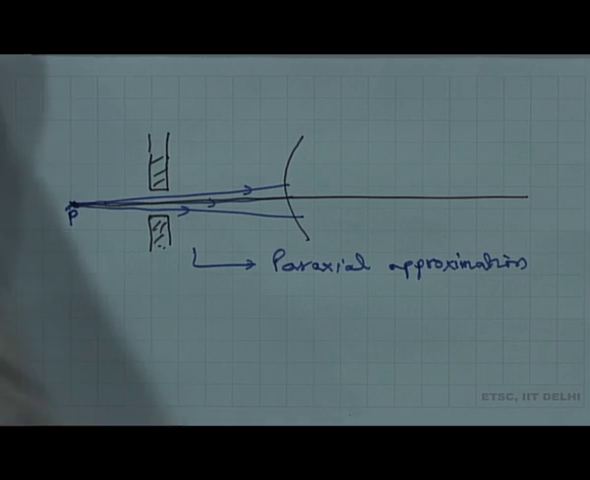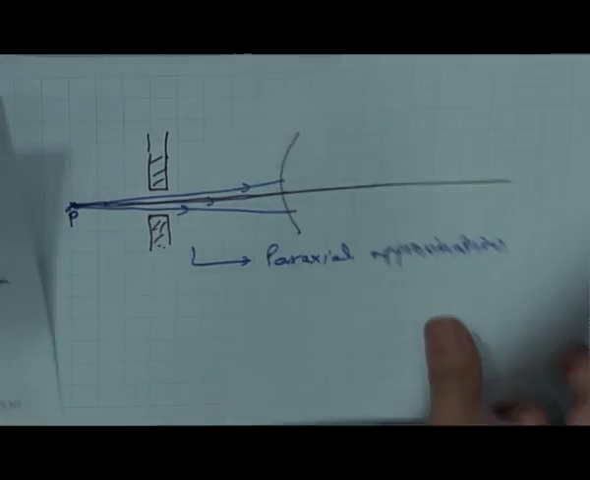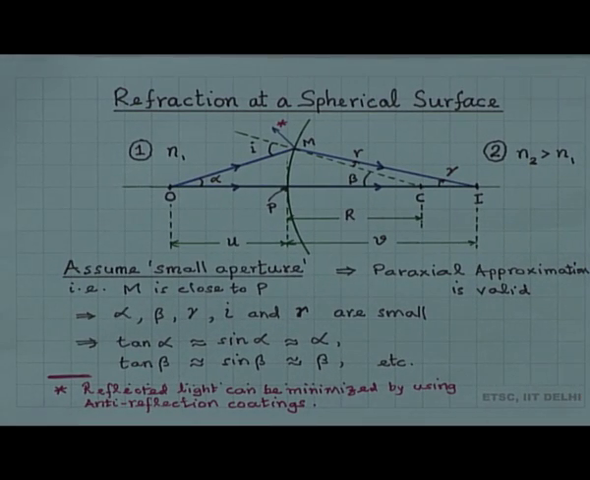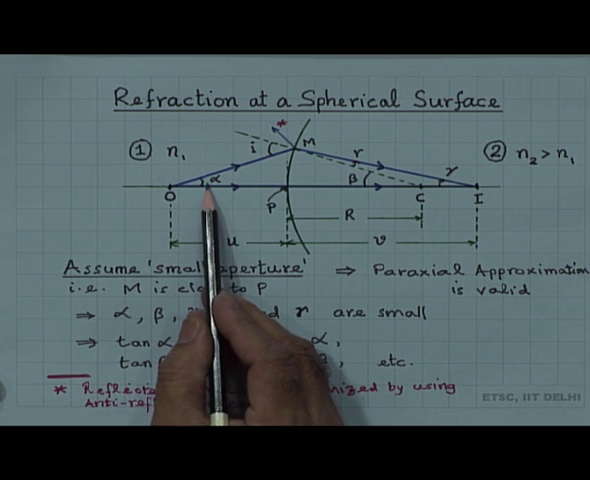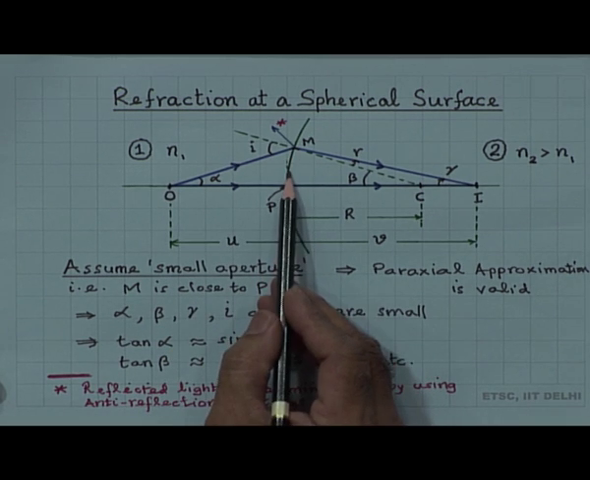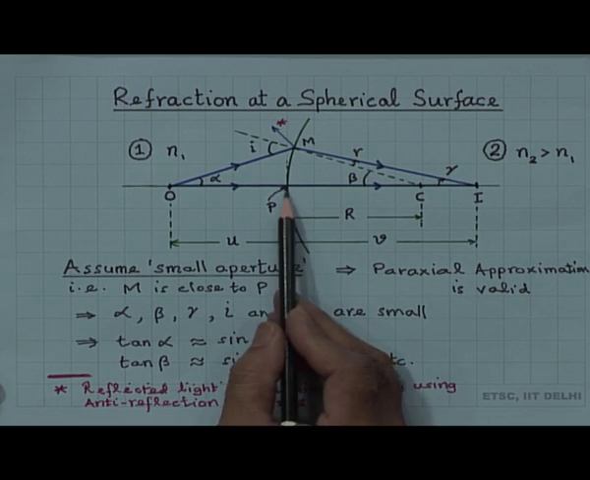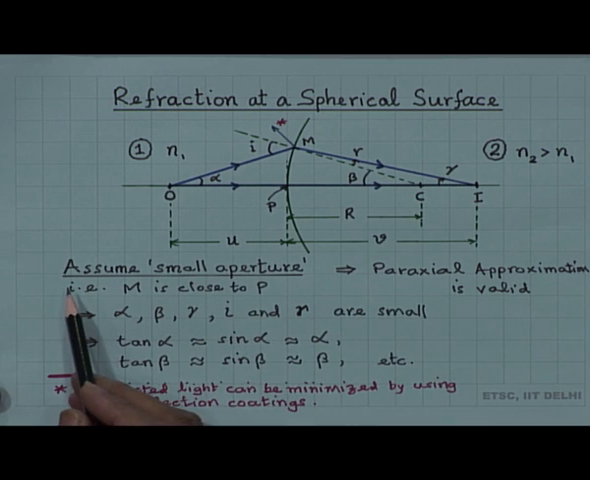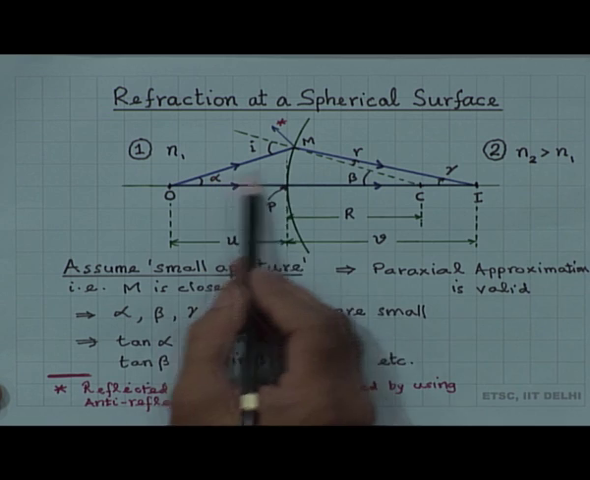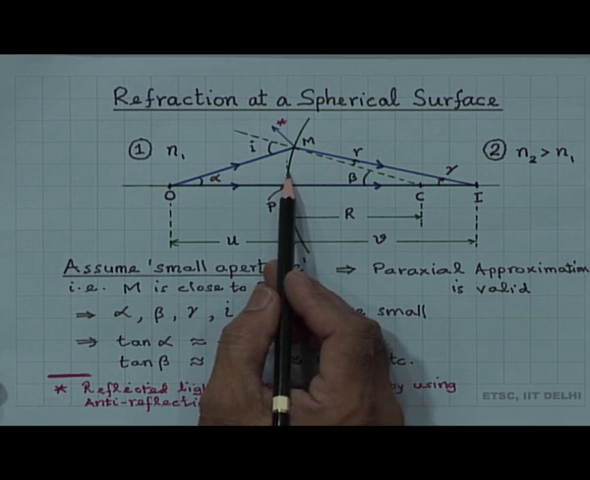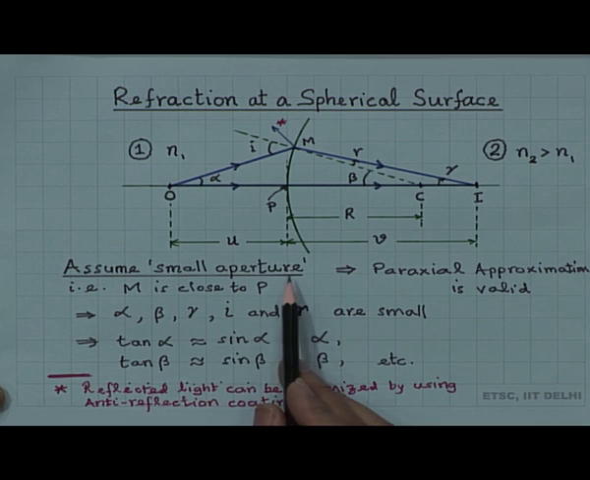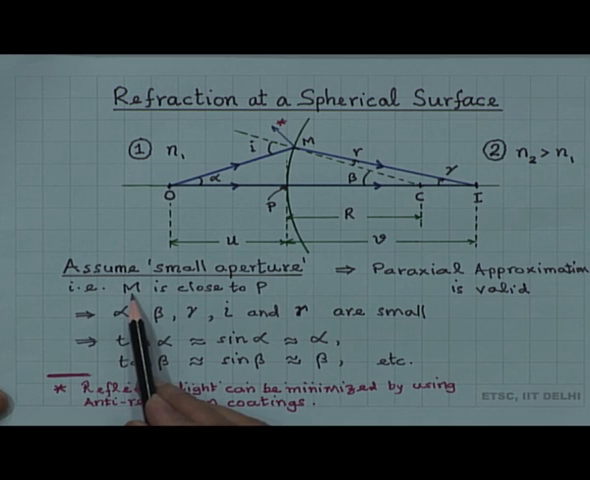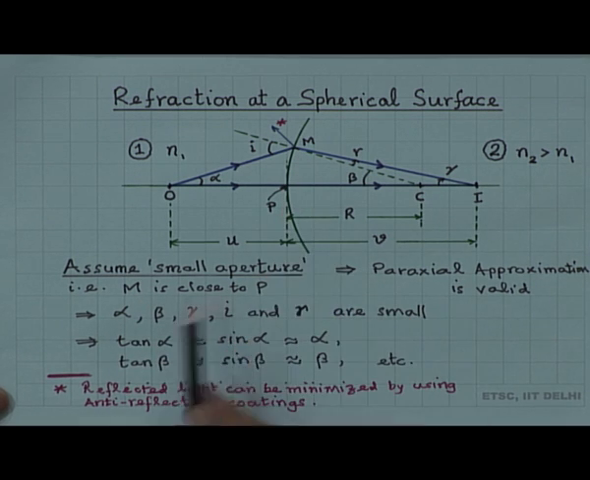Let me go back to the slide here. This means that the angle alpha here is very small. Actually, this m is very close to P, but only for clarity I have shown it a little away, so that the angles are clearly visible. The angle alpha is very small because the point m is very close, as we are assuming a small aperture. Therefore, the paraxial approximation is valid, which means point m is close to P.